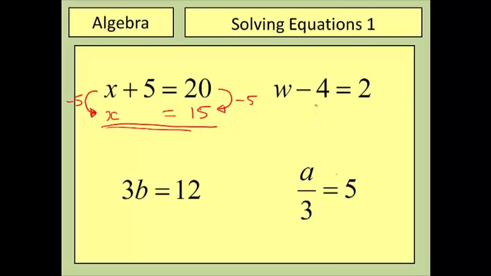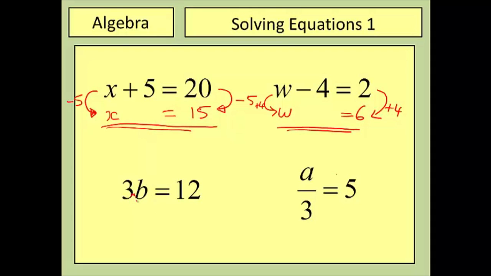Okay, on to the second one. W take away 4 equals 2. Well, the opposite, the inverse of take away 4 is to add 4. So I'm going to do add 4 to both sides here. I drop my equals sign down just to keep everything nice and neat and organised. 2 add 4 is 6, and W take away 4 add 4 just leaves me with the W. So W equals 6.